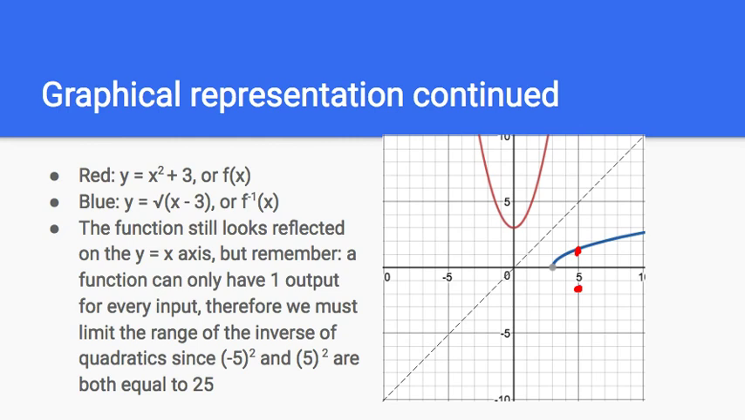So what we do is that we limit the range of the inverse to make sure that it is still a function. Otherwise, this wouldn't be a function, and we wouldn't need the graphical representation after all.